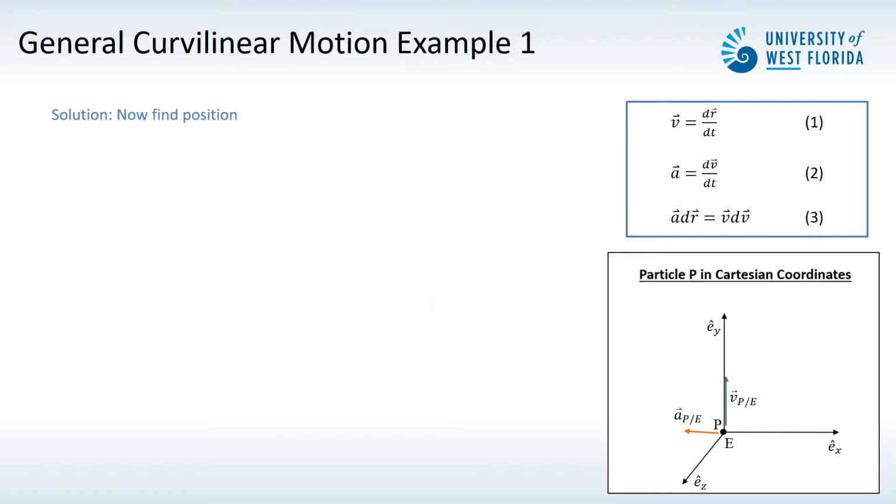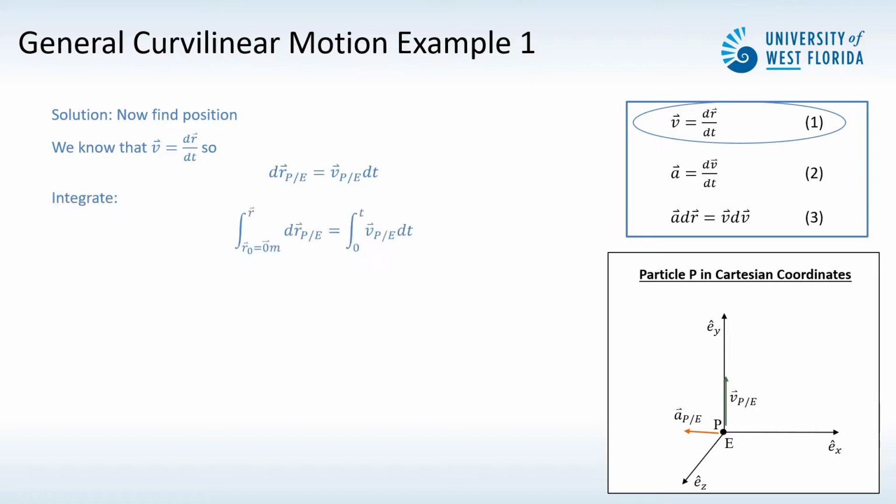We still need to find the position at t equals 4 seconds. Using kinematic equation 1, we know that v equals dr dt. Rearrange to separate the differential terms. Then integrate, noting that the initial position is at the origin, so the initial position is the 0 vector.